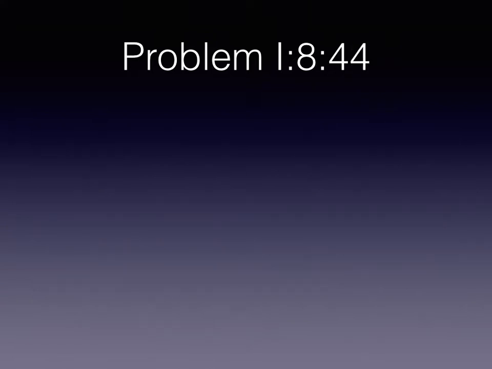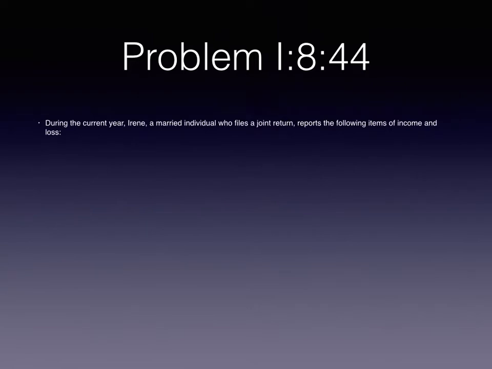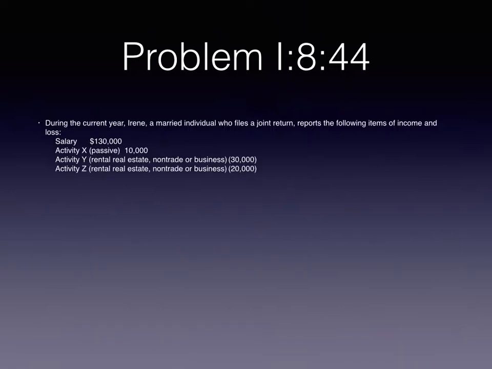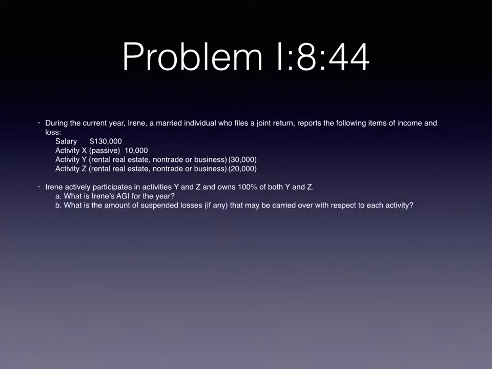Okay, problem I-844. During the current year, Irene, a married individual who files a joint return, reports the following items of income and loss. Salary, $130,000. Passive activity X, $10,000. Activity Y, rental real estate, non-trader business of $30,000. Similar nature, activity Z, non-trader business, real estate, $20,000. Irene actively participates in the rental real estate activities and owns 100% of both. What is Irene's AGI for the year?